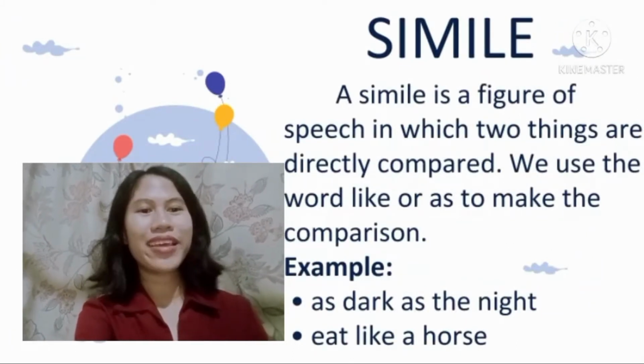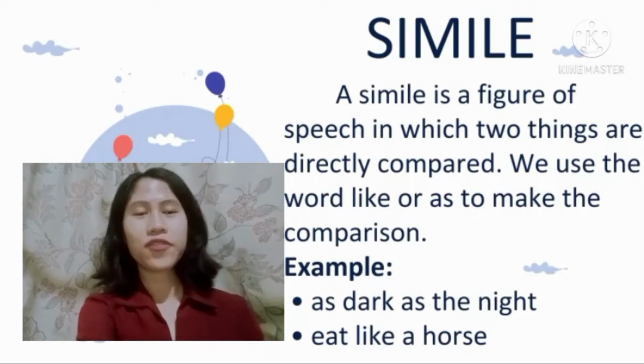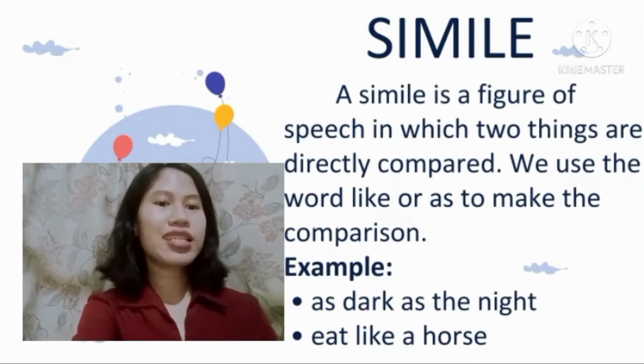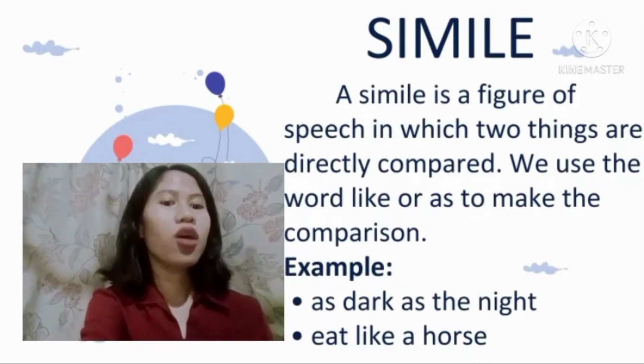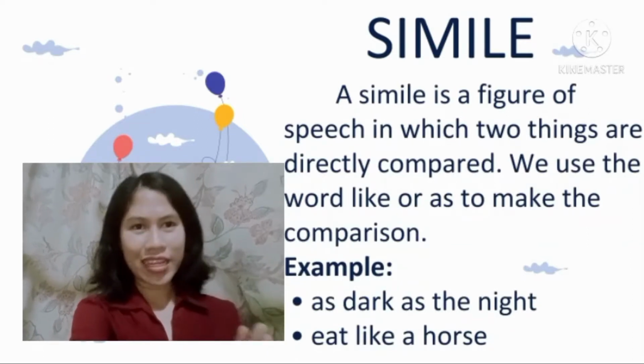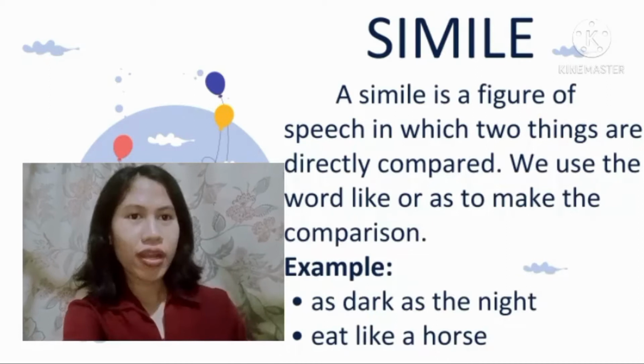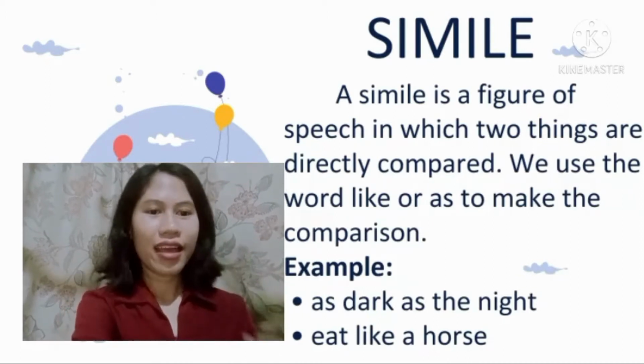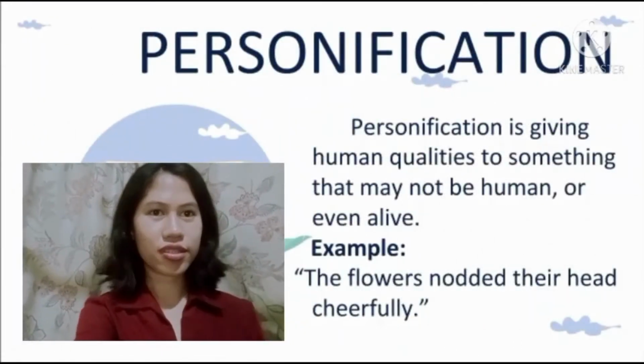Next is simile. A simile is a figure of speech in which two things are directly compared. We use the word like or as to make the comparison. For example, as dark as the night, or run like a horse.